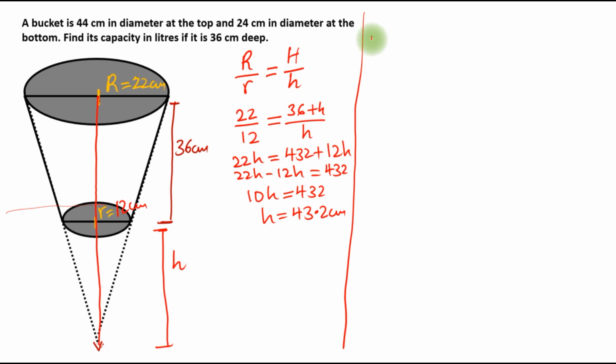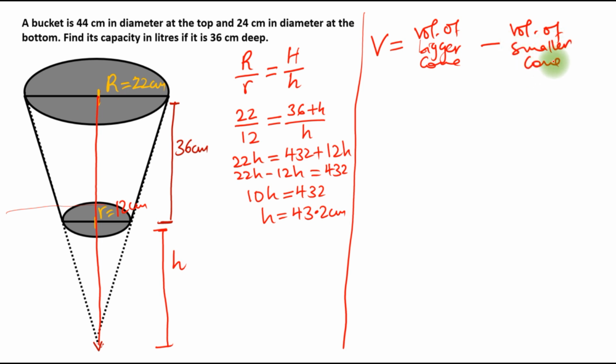Now to get the volume of the frustum or the bucket, it is the volume of the bigger cone, we subtract the volume of the smaller cone. The formula for finding the volume of a cone is given by a third pi. For the bigger cone, it will be capital R squared multiplied by capital H, minus the volume of the smaller cone, which will be a third pi times small r squared times small h. So I hope that is okay.